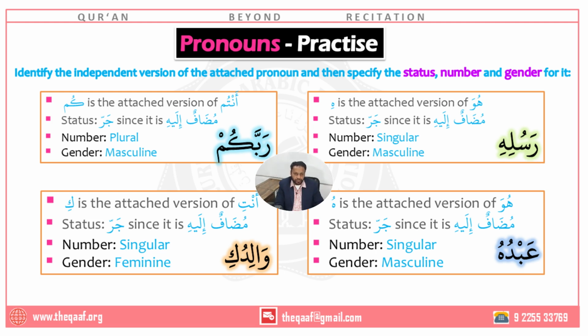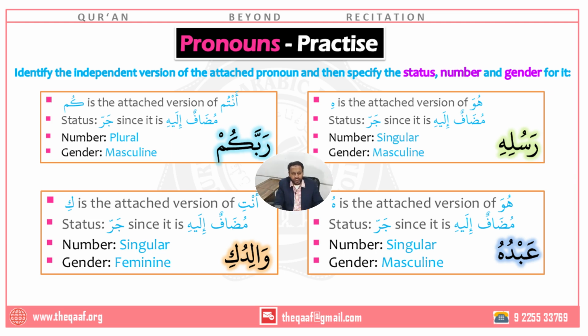Anyway, here's the second one. Rasulihi. What is the pronoun here? He. He is the pronoun. What is the detached form of he? Huwa. Huwa is the detached form. He is actually who. But since the word Rasuli is ending in kasra, Rasuli who would be difficult. So they said, don't use who, just use he. It is only for the ease of pronunciation. Rasulihi. So hi is the attached form of huwa.